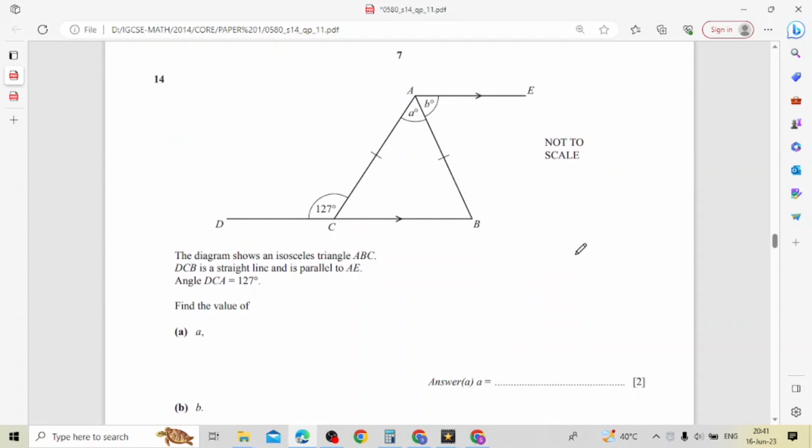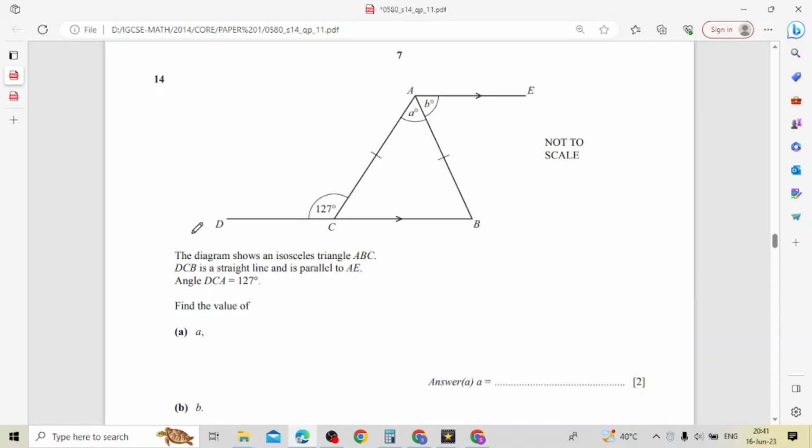Okay, here is a triangle. The diagram shows an isosceles triangle ABC. Isosceles in the sense its two sides are equal. If the lengths of two sides of any triangle are equal, then it is called an isosceles triangle.